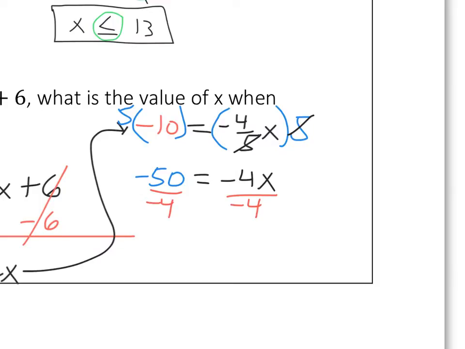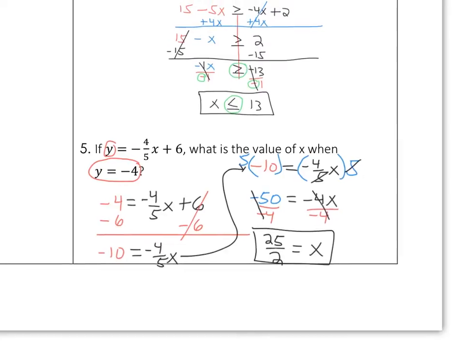So negative 50 divided by negative 4 is going to give you a positive. All right, these negatives cancel out, and it can also reduce. If you divide both numbers by 2, you get 25 over 4. I'm sorry, not 25 over 4, 25 over 2. You have to divide the top and the bottom by 2. All right, and that is equal to your x. And there is your answer.